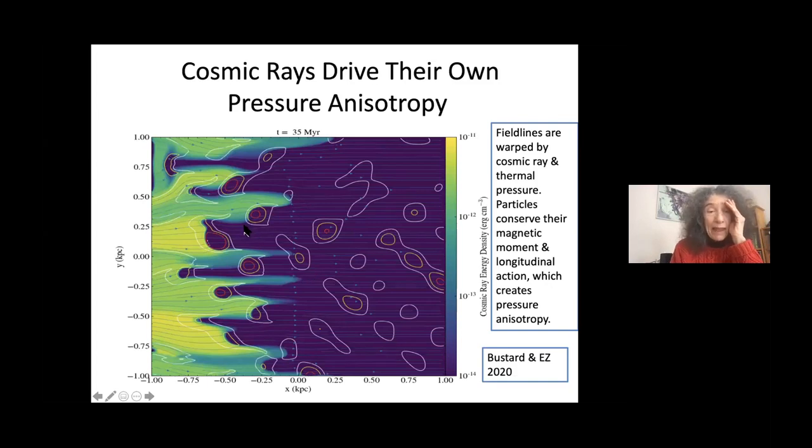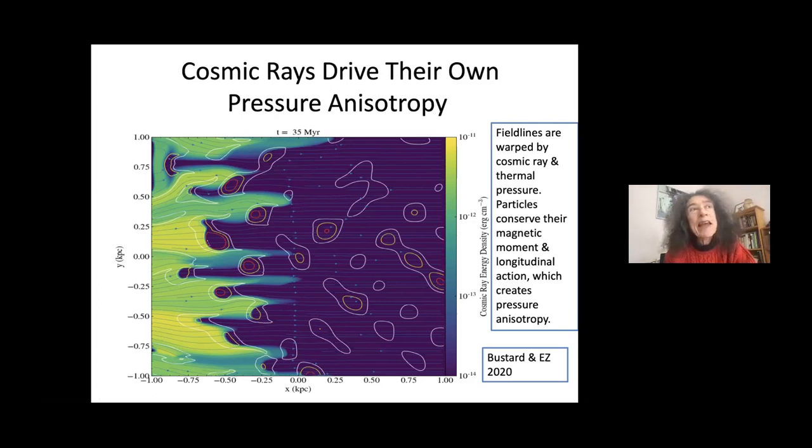There are plenty of reasons why there are all kinds of pressure fluctuations in the interstellar medium, but cosmic rays can drive their own pressure anisotropy. Here's a close-up of one of Chad's clump simulations that has a fairly weak magnetic field. You can really see that the field lines, which are very straight where the cosmic rays haven't reached them yet, are bulgy and bendy and kinky over here. These are just density contours. So how does that create pressure anisotropy?